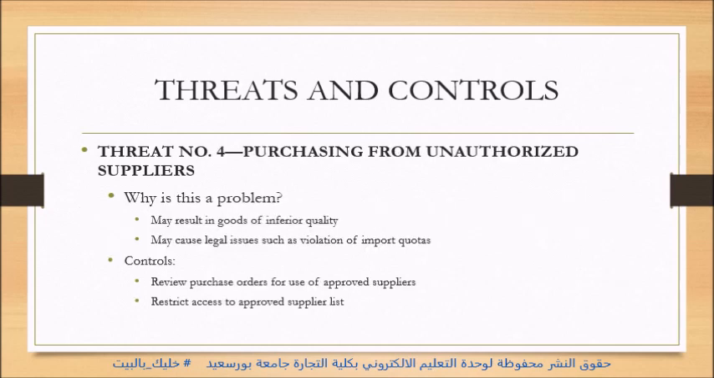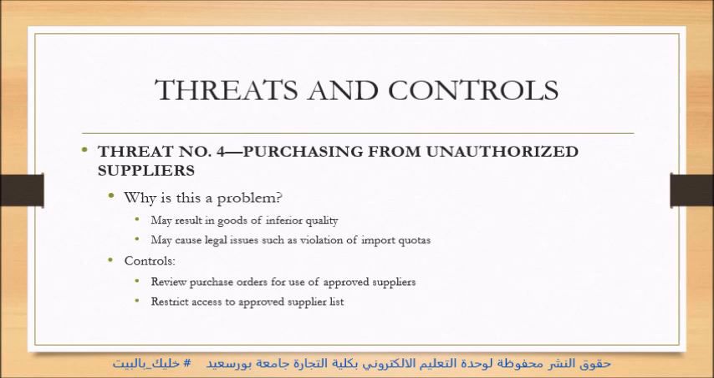The fourth threat is to purchase from unauthorized suppliers. Purchasing from unauthorized suppliers can result in numerous problems. Items may be of inferior quality or overpriced. The purchase may even cause legal problems. Different government agencies maintain lists of individuals and companies with whom it's illegal to transact business.